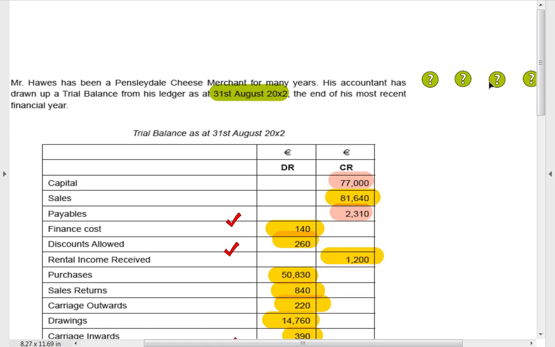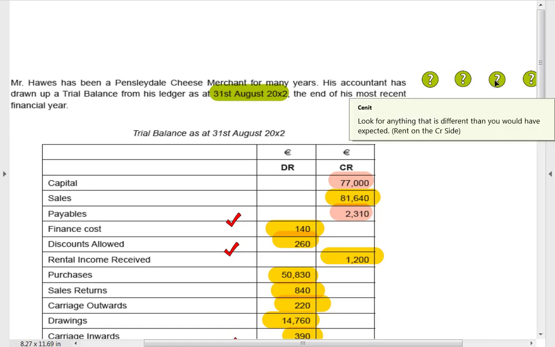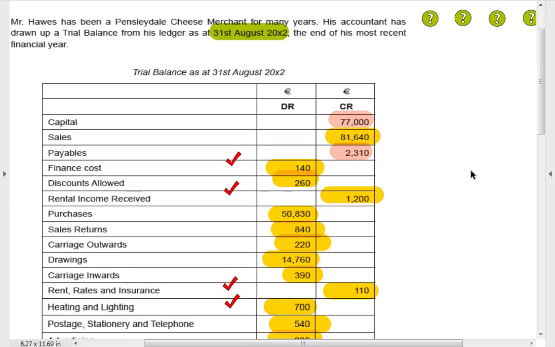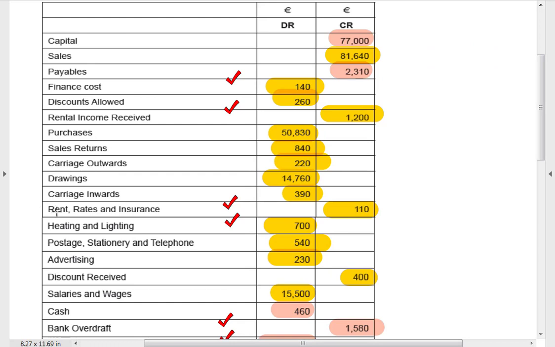Okay, so third thing then, look for anything that's different than you would have expected. And the one that we have that's different here, if you roll down, you'll see rent, rates and insurance. They're an expense. I would expect them to be on the debit side, but lo and behold, here they are on the credit side. Okay, so that's very unusual. So when I have a credit balance on an expense, that means that I have an accrual coming in from the previous year.